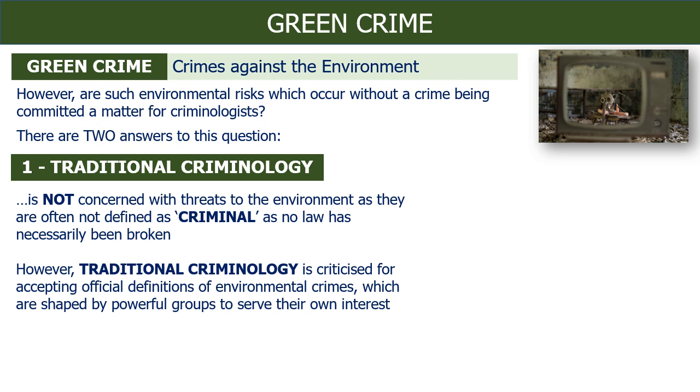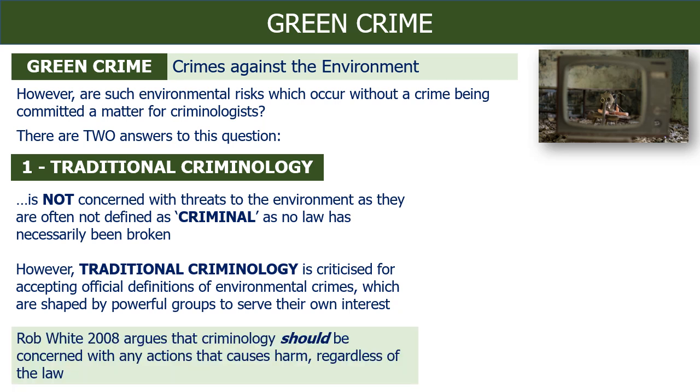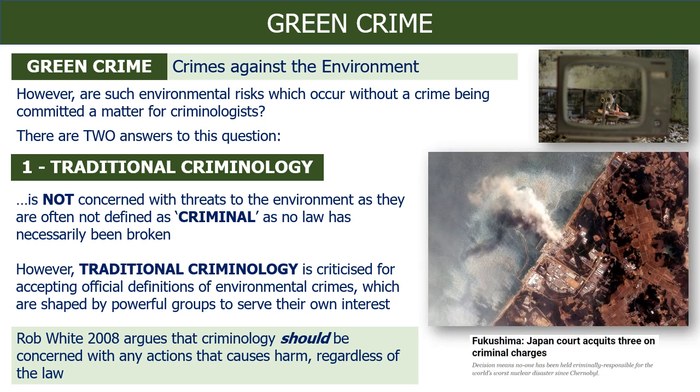However, traditional criminology is often criticised for accepting official definitions of environmental crimes, which are shaped by powerful groups that serve their own interests. So it's unlikely that traditional criminology would see this as a threat, because it's being, if you like, massaged and manipulated by the people who are committing such crimes. Rob White, in 2008, argues that criminology should be concerned with any actions that cause harm, regardless of the law. That should be their interest.